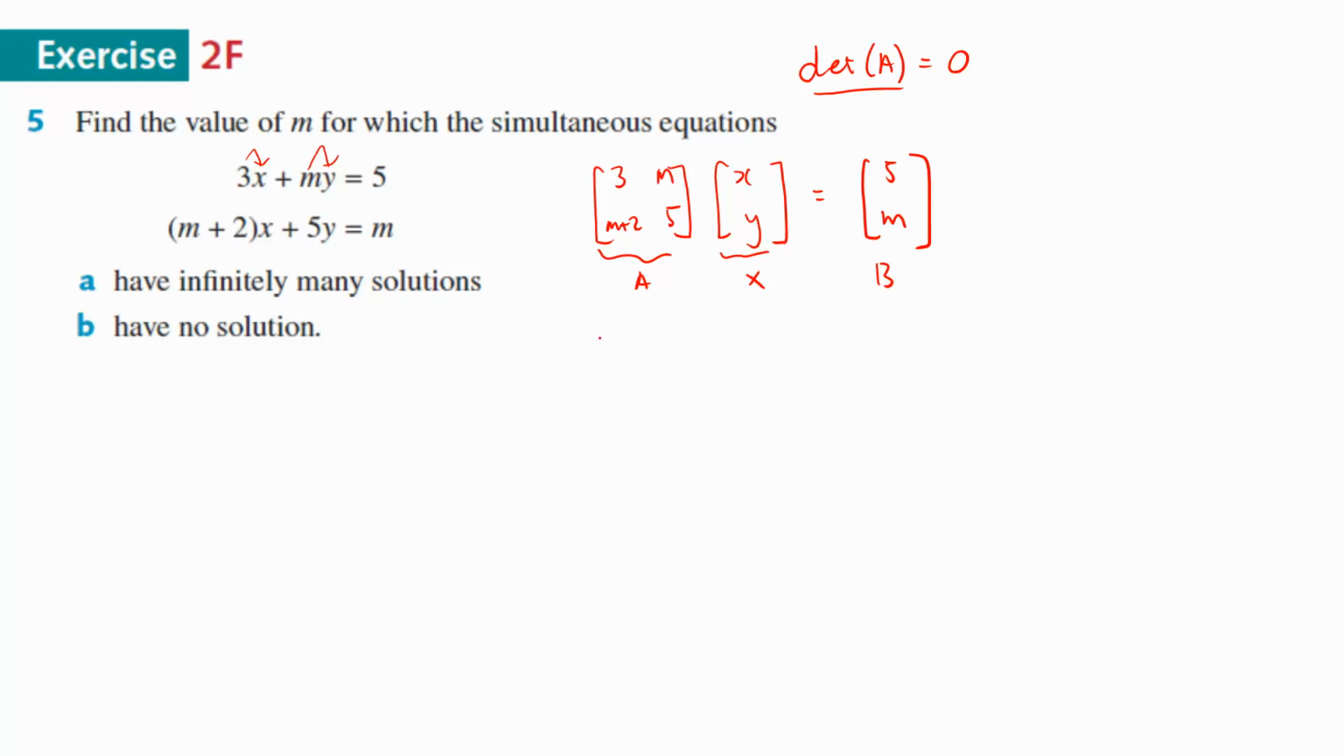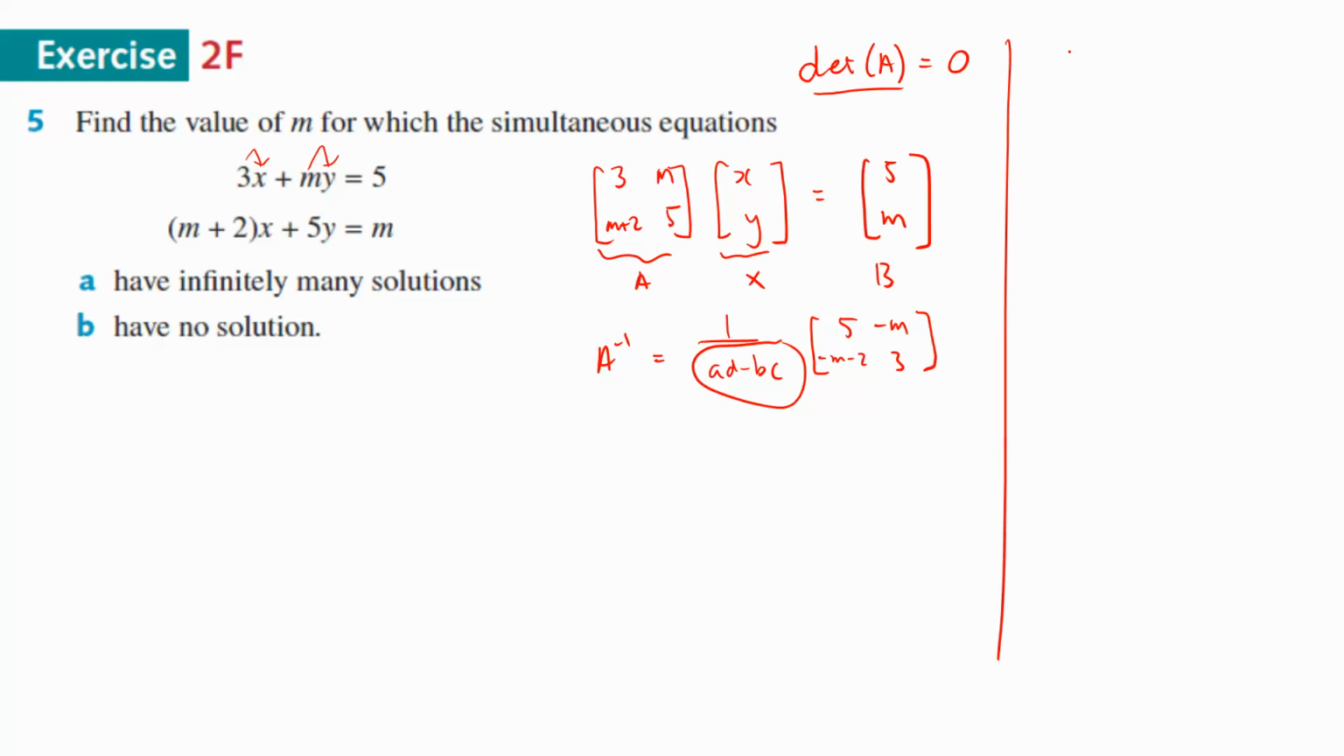To find inverse, we knew that the inverse was 1 over AD minus BC multiplied to DA, which is 5, 3, so I'm switching the positions, and negative B, negative C. Yeah? AD minus BC. So this is the key part here. I need AD minus BC to equal to 0. That's what I want. So answering the question, well, determinant of A, which is A times D minus B times C, will end up being 3 times 5, A times D, minus M multiplied to M plus 2.